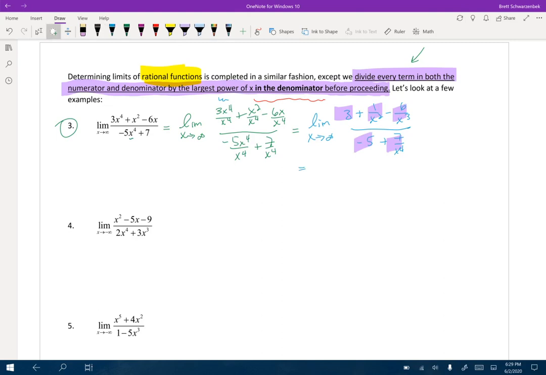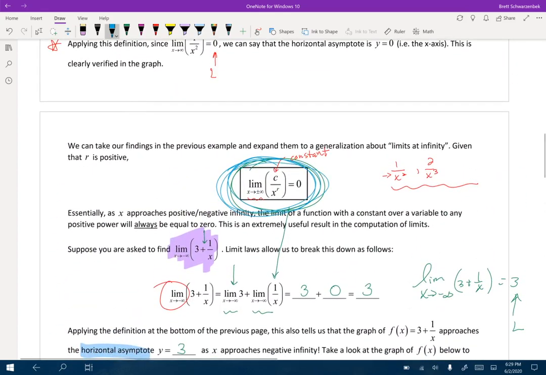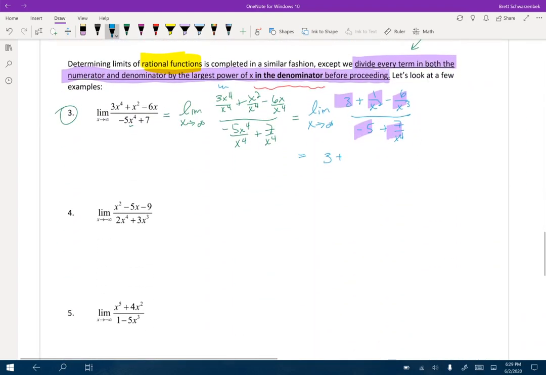Well, the limit of a constant 3 is 3. The limit of 1 over x squared, well, guess what? We're back to here again. Constant over x to any power, the limit is always going to be 0. What's the limit of negative 6x over x cubed? It's 0. What's the limit of negative 5? That's a constant. What's the limit of 7 over x to the 4? It's 0. So what do we get? We get negative 3/5 as our limit for this problem. So a little bit different concept, but very easy to come up with.